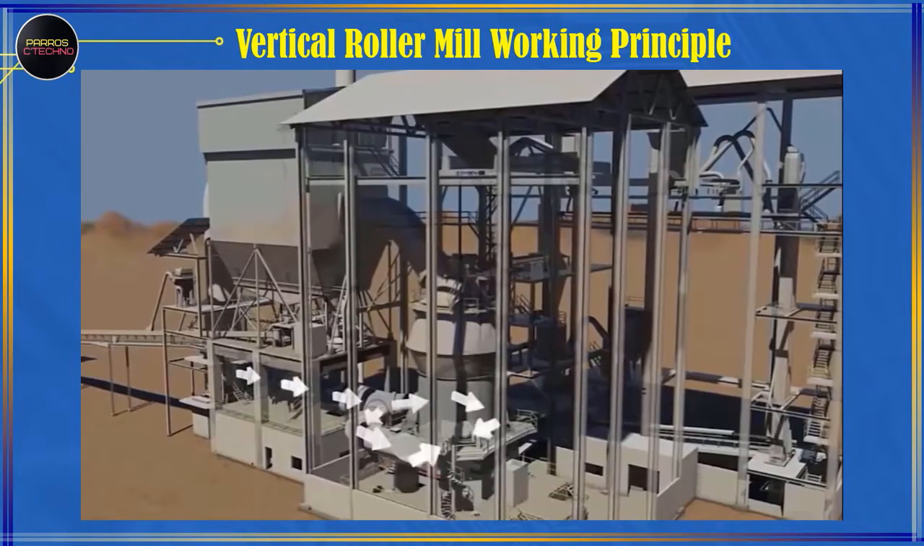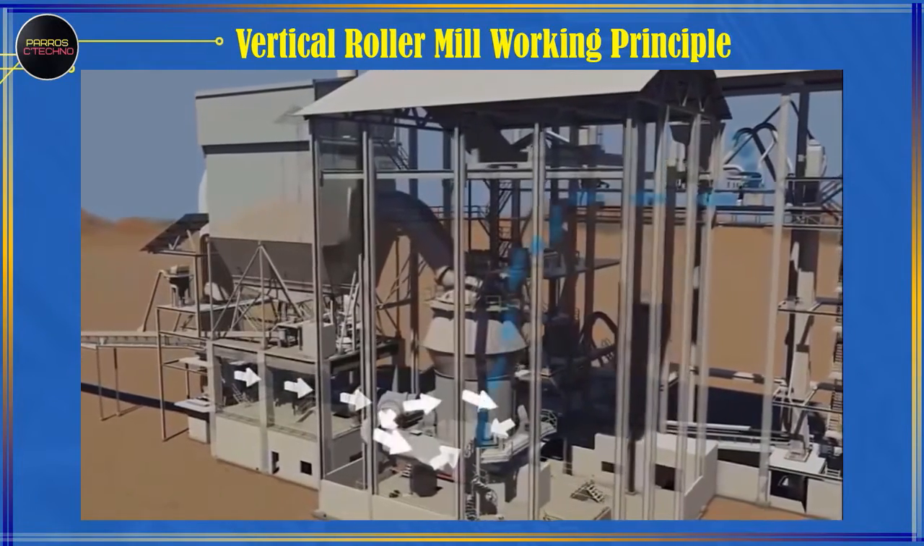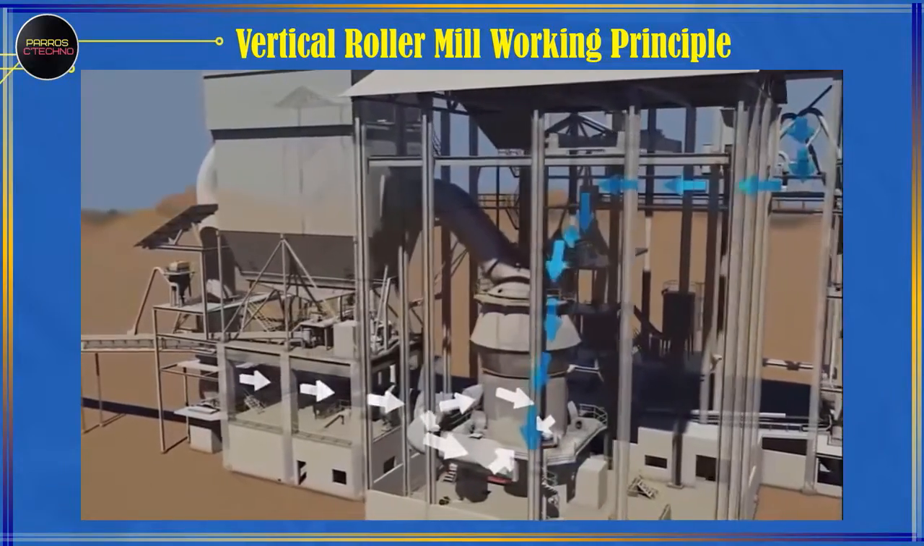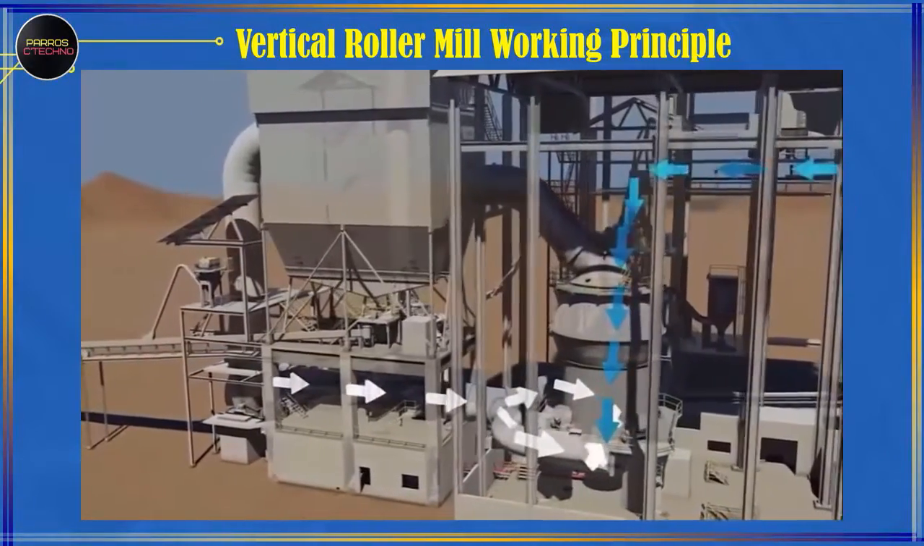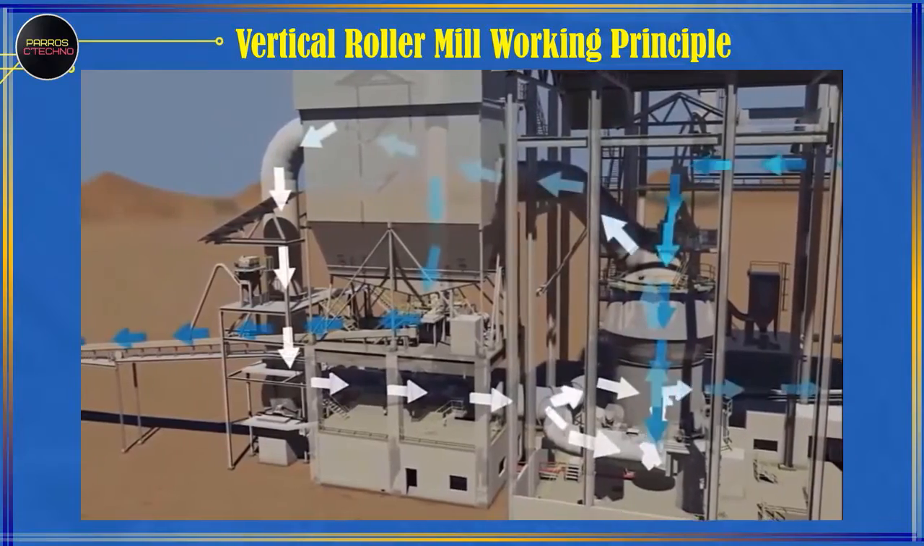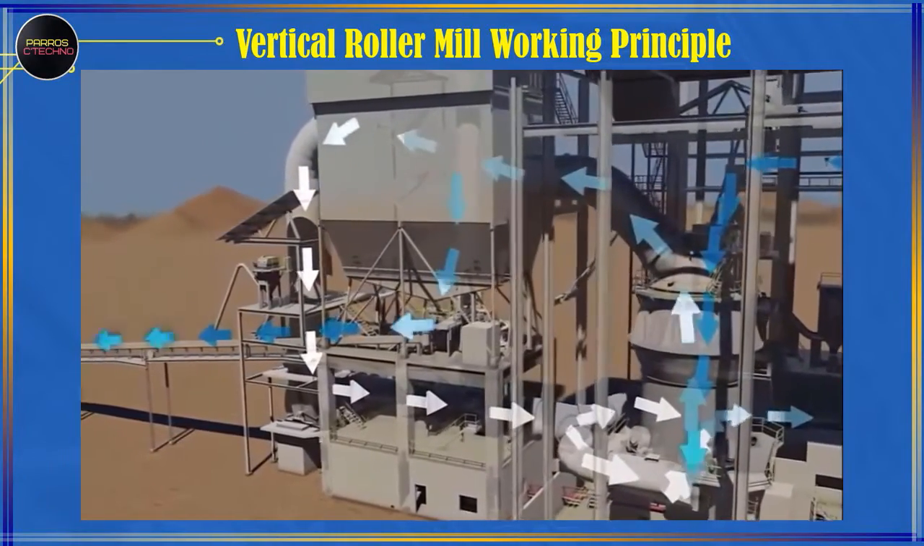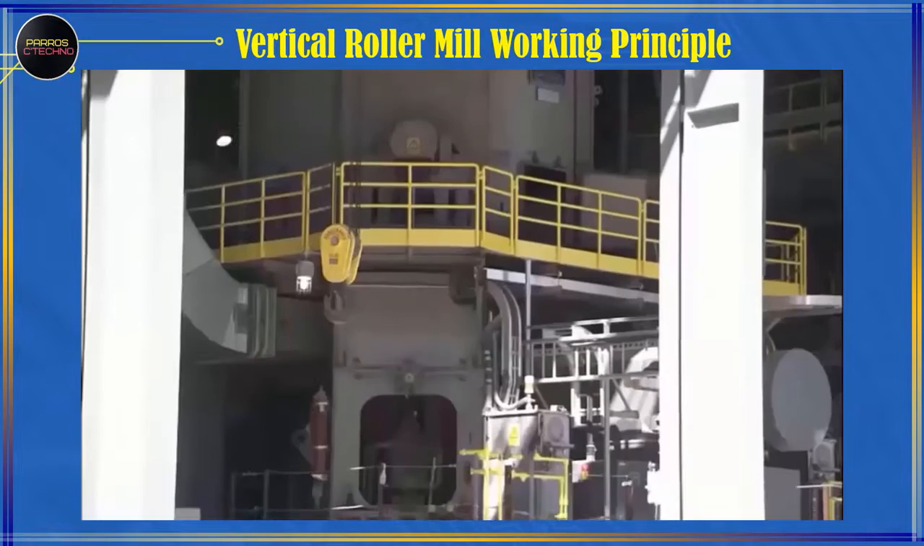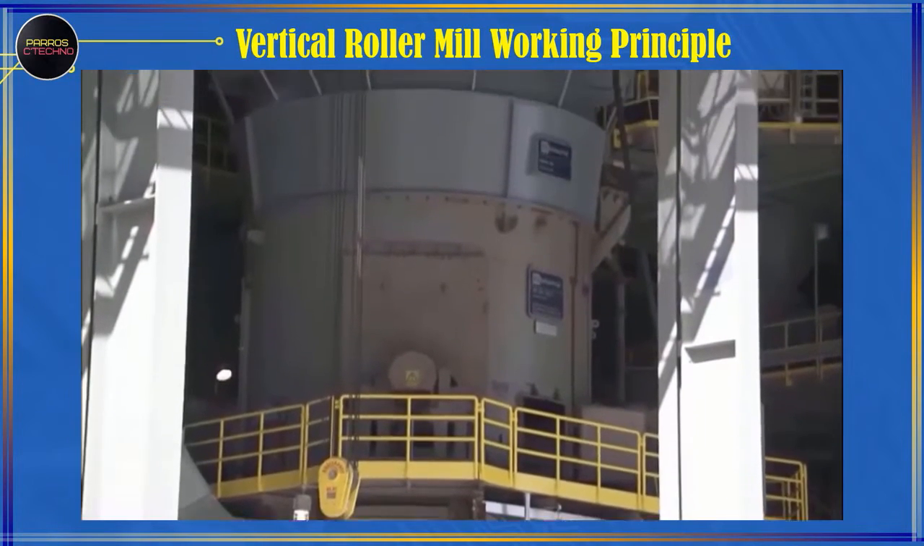Process gases enter the mill through the inlet ducts, and fresh feed enters the mill through a rotary air lock. The final product is collected in a bag filter. The total time for material to pass through the mill to collection in the bag filter is less than 2 minutes.